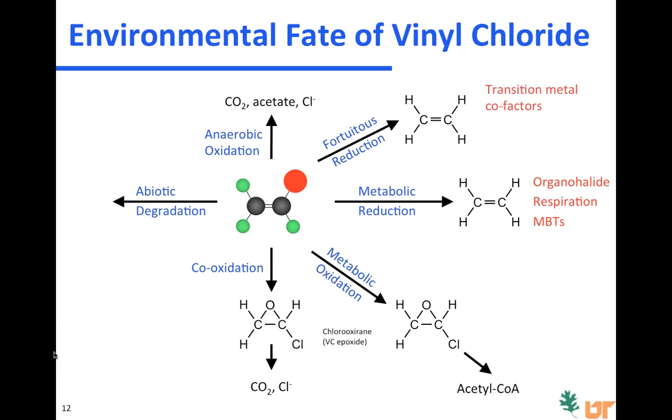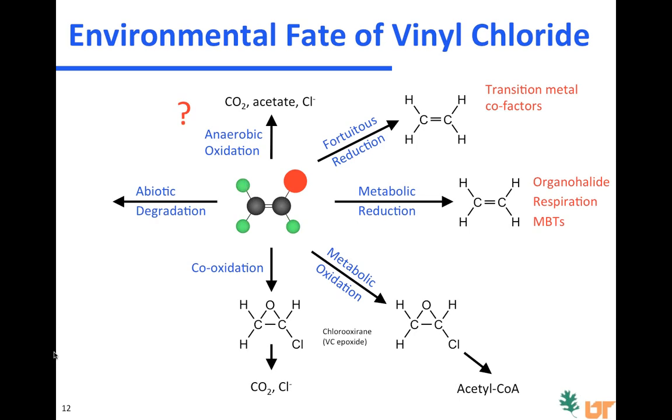Then for fortuitous reduction, some microbes produce transition metal cofactors. So for example, methanogens and acetogens have enzyme systems that have coenzyme B12. And coenzyme B12 can fortuitously reduce vinyl chloride to ethene. However, the rates are very low, and it's probably an insignificant process contributing to vinyl chloride reduction to ethene.